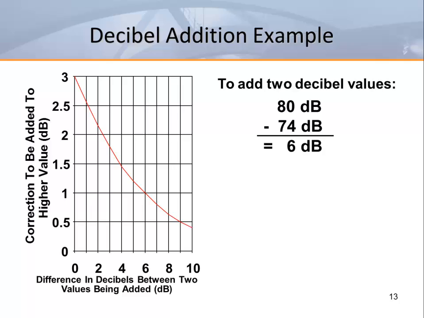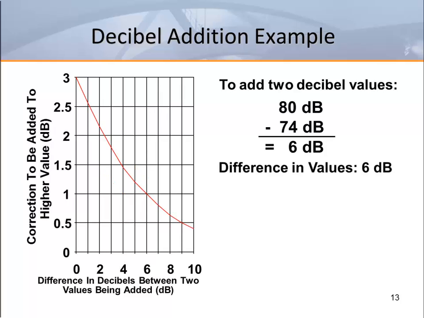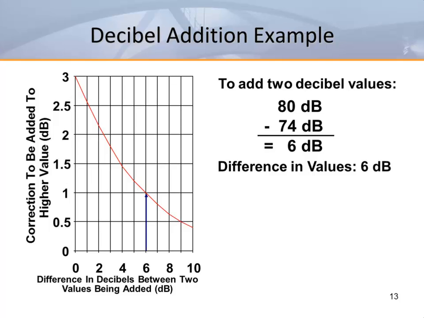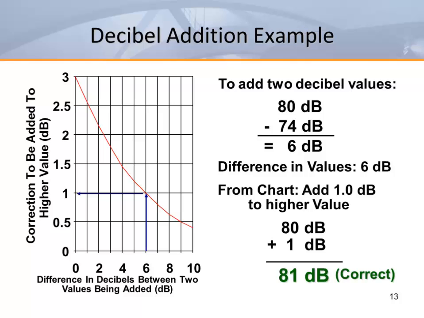In order to add these 2 decibel levels together, we must take the difference and then either use logarithmic math or a chart like the one on the left side of the screen. It tells us that for a difference of 6 decibels, we must add 1 decibel to the higher of the 2 sound levels. That means that 80 plus 74 equals 81 decibels. You probably wouldn't have figured out that one without a little help.